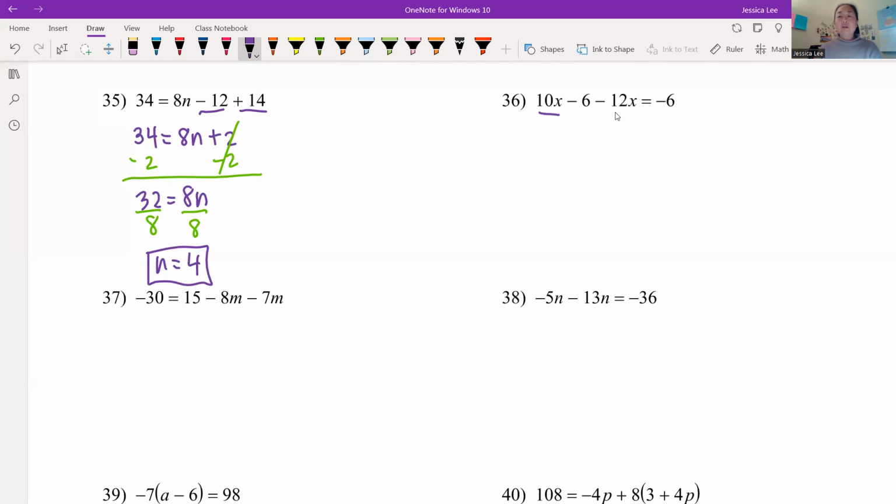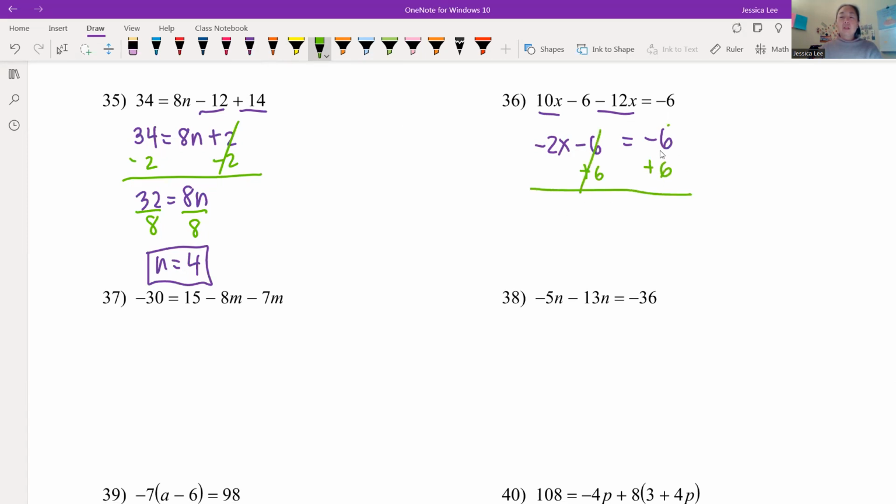All right, same thing here on the 36. I notice that I have some like terms. I got 10x minus 12x, which is going to give me a negative 2x. And then I have this minus 6 equals this minus 6 over here. What do we do? Get rid of this minus 6. Opposite of subtracting 6, adding 6.